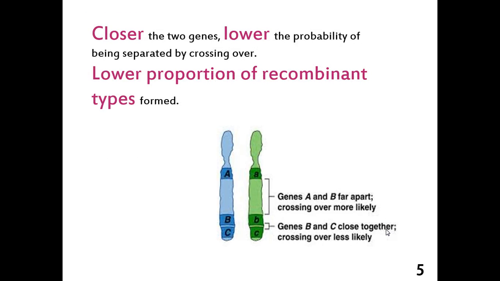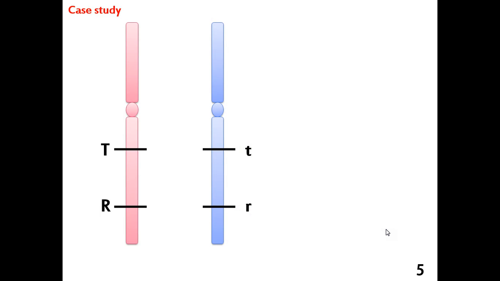Let's look into the next concept with regards to linkage of genes. Understand that when we are looking at 2 different genes that are linked, whenever they are closer to one another, this reduces the probability of being separated by crossing over. That gives rise to actually a lower proportion of recombinant types. Let's look at an example over here.